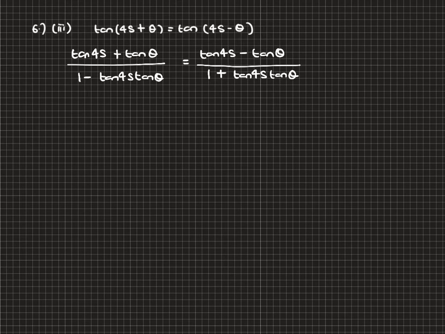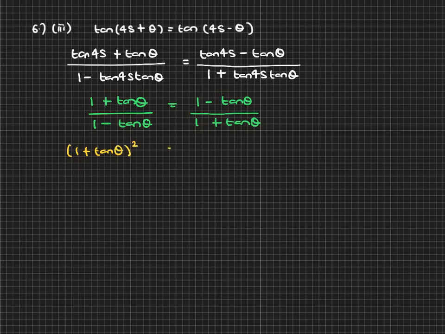Now tan 45 is the same as 1, so that gives us 1 plus tan theta over 1 minus tan theta equals 1 minus tan theta over 1 plus tan theta. Let's cross multiply to simplify this. So we've got (1 plus tan theta) squared equals (1 minus tan theta) squared, and let's expand. So 1 plus 2 tan theta plus tan squared theta equals 1 minus 2 tan theta plus tan squared theta.